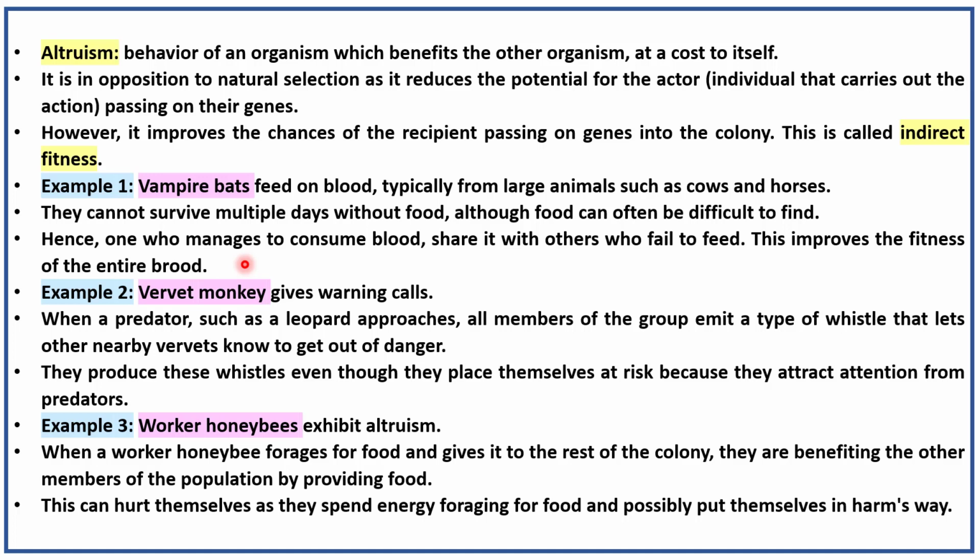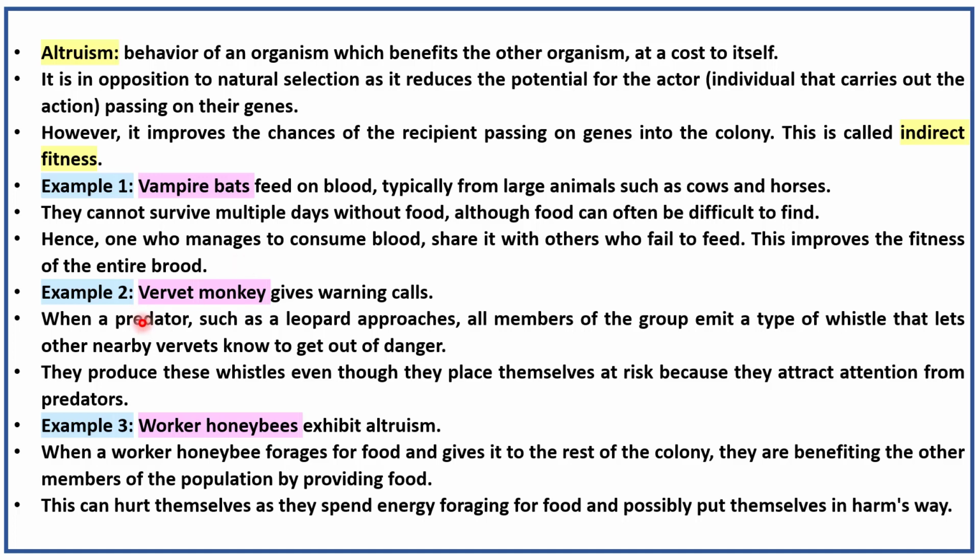So what happens if one fit vampire bat manages to get blood? It vomits it to the weaker one who was starving. In this way, it feeds blood to other members of the colony.